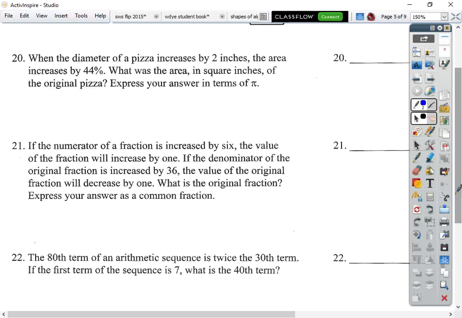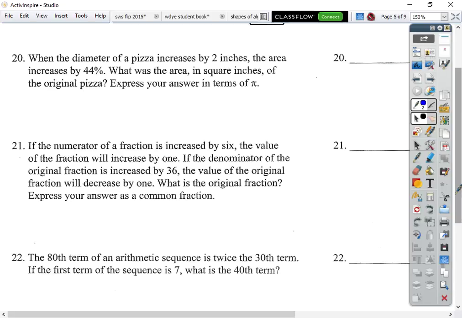So we have this old pizza that's a little bit smaller and this new pizza that's increasing by 44%. We know that the diameter has increased by 2 inches. Now there's a couple ways to go about this one. One is trying some whole numbers as our radius and seeing if we increase it by 1, since our diameter is increasing by 2, our radius increases by 1. We can try out some of these numbers, but it could get ugly. So I'm going to make it a little bit more abstract and see if it works.